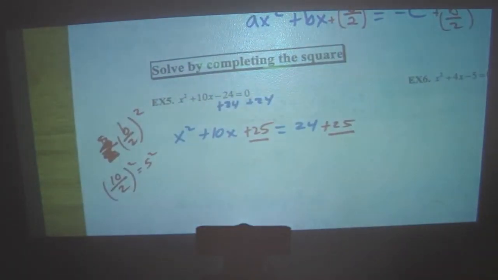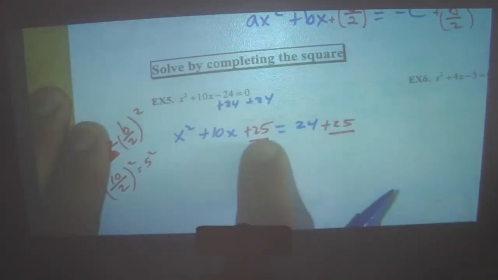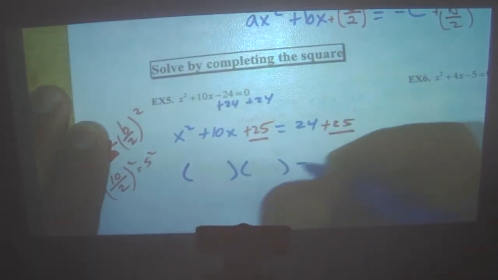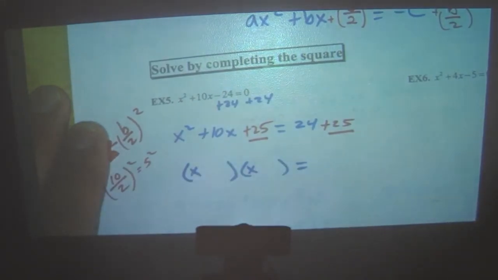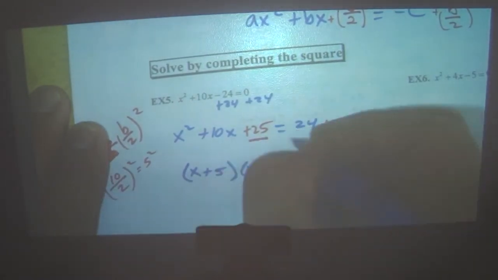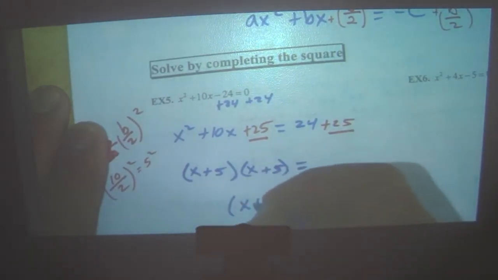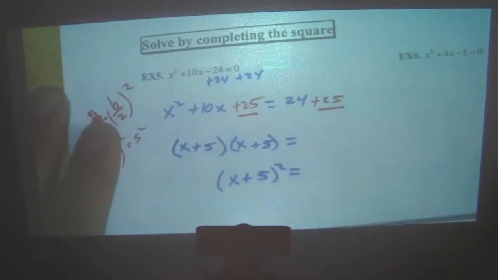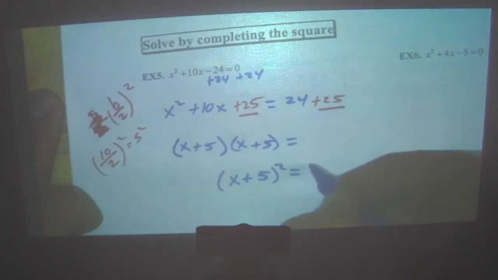Okay? All right, we do a little simplifying. We do a little factoring. We factor this guy. Factors of x squared are x and x. Factors of 25 that add up to 10 should be the same number. In this case, plus 5 and plus 5. This is why it's called completing the square, because we can write it as a quantity squared. That's why it's called completing the square. We add this side up, 24 plus 25, we all know is 49.